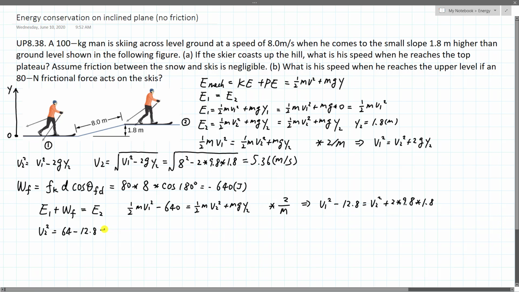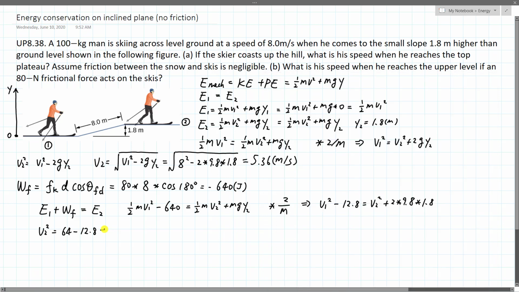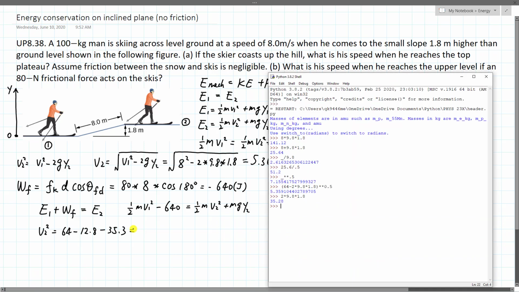Let's use our calculator. So 2 times 9.8 times 1.8. So 35.3. So this whole thing is 35.3. Let's call up the calculator again. So 64 minus 12.8 minus 35.3. So we have this much left, 15.9.